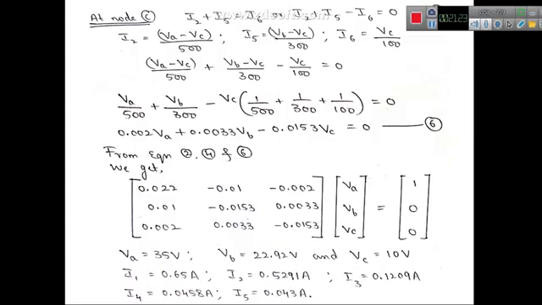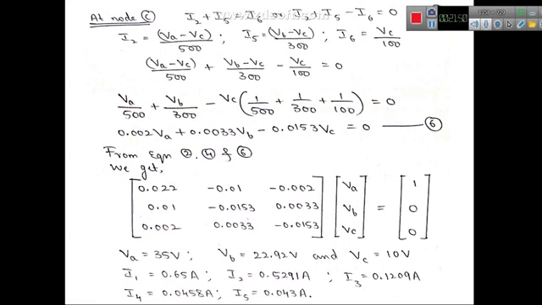Now equations number 2, 4 and 6. Equation 2 is the nodal equation corresponding to node A. Equation number 4 is the nodal equation corresponding to node B. This equation corresponds to node C. So now we have 3 equations and 3 unknowns. You can put all these 3 equations in matrix form, then you can solve for VA, VB, VC.